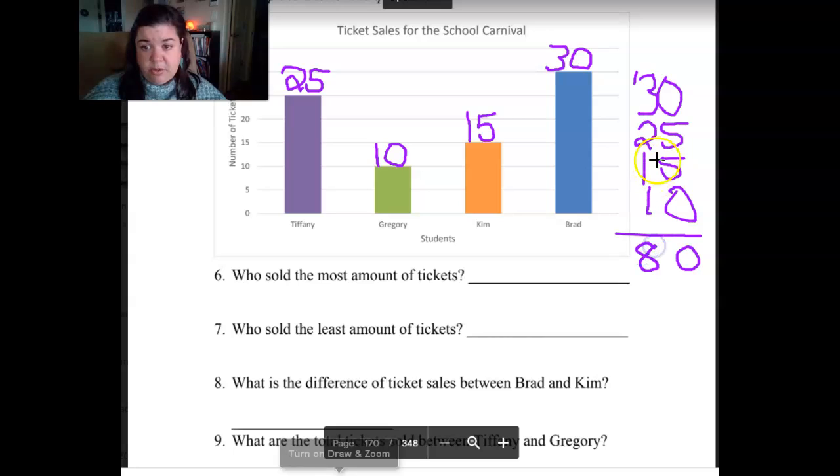So I like to double check my work. So 3, 4, 5, 6, 7, 8. Yep. So 80 tickets total were sold by those 4 students. Is that what you got? That's what you should have got.